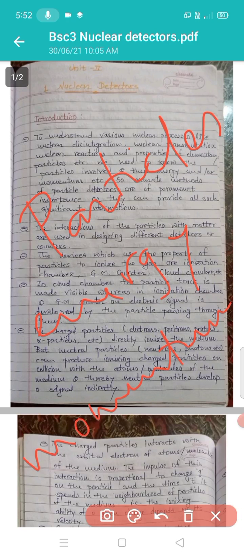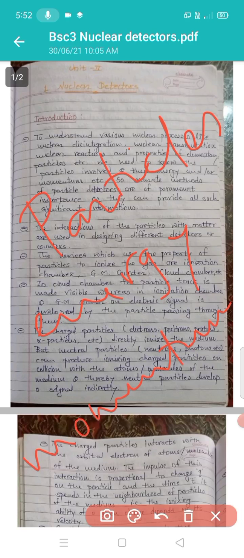The devices which use the property of the particles to ionize the gas are the ionization chamber, the GM counter, that is the Geiger-Muller counter, the cloud chamber, etc. These are the devices which use a property of the particles. Which property? The ionization of gas.